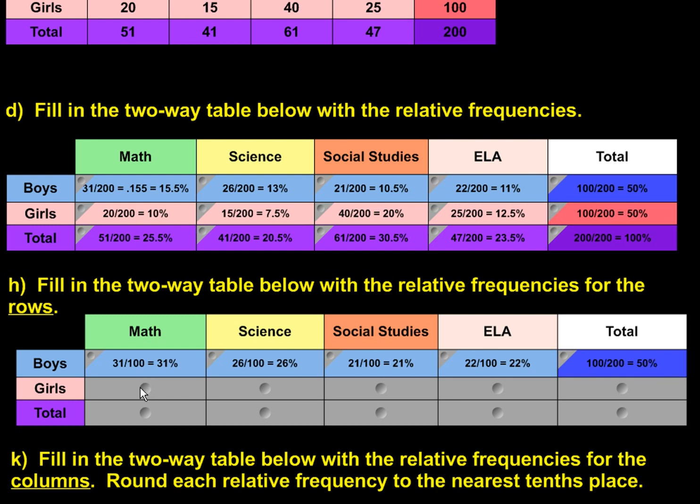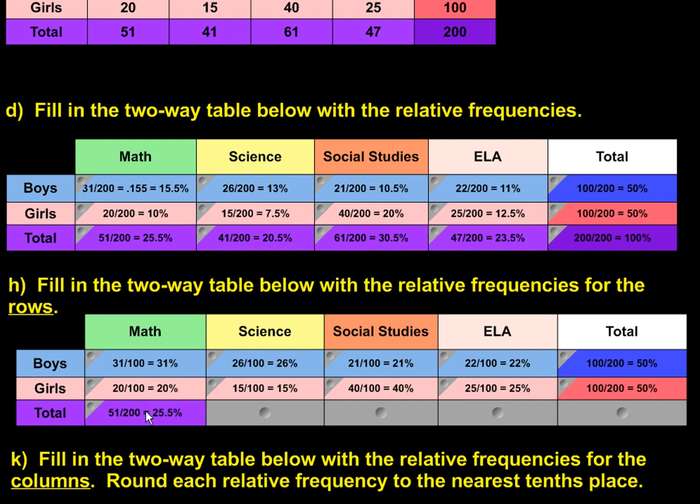Coming to the girls, we had 20 divided by 100 is 20%. We had 15 divided by 100 is 15%. We had 40 divided by 100 is 40%. We had 25 divided by 100 is 25%. We had 100 out of 200, which is 50%.